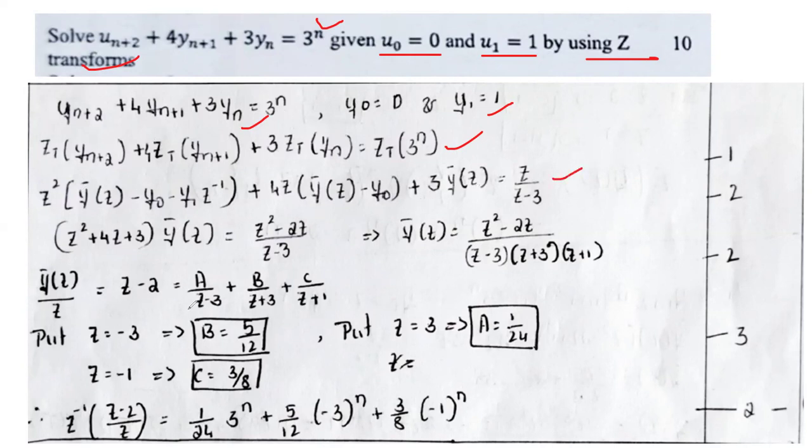Afterwards, you are going to convert the particular function into the form: z square plus 4z plus 3 times U(z) is equal to z square minus 27 by z minus 3.